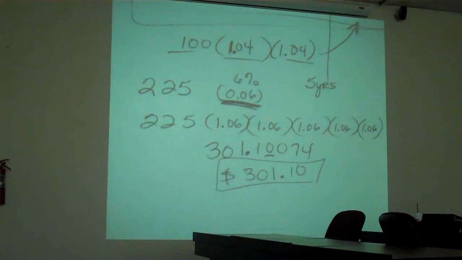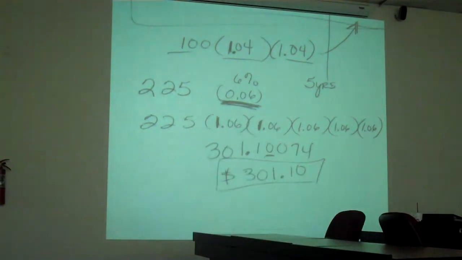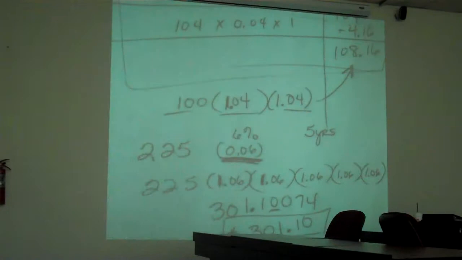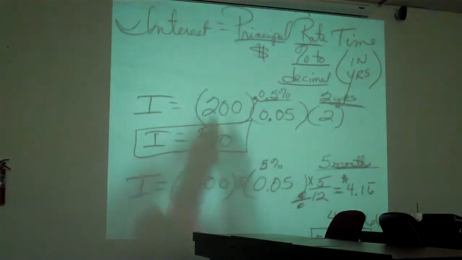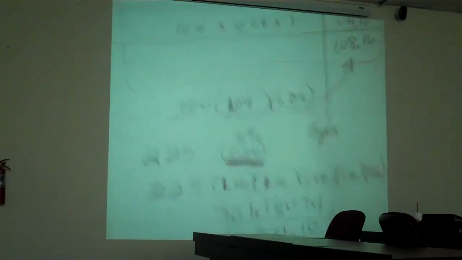Okay? So the compounded interest, remember that's the part you add the 1 to the front, and just do it that many times, okay? The simple interest is the one you just find the interest. Just boom, boom, boom, and that's just interest. Okay? And I think that's about it.